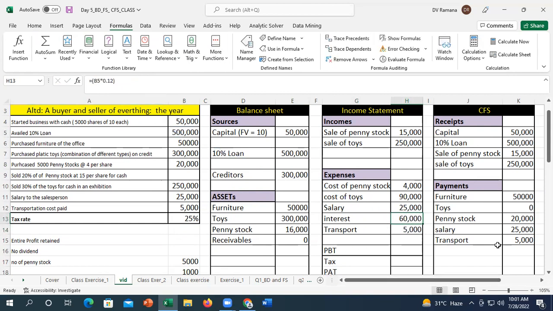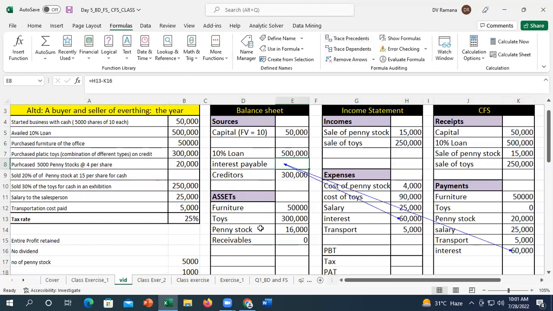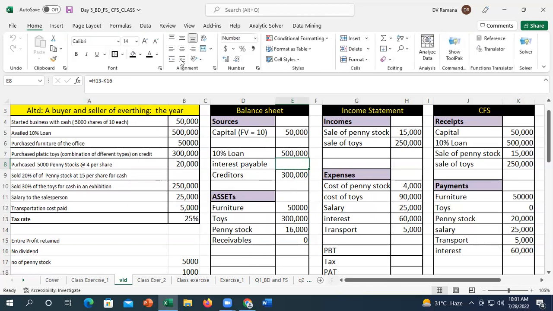Interest paid is a cash outflow. Interest paid is a cash outflow, and so therefore, no interest payable. Expense paid is an outflow of cash. Expense not paid is a liability. So in this case, there is no interest payable because we have paid that.